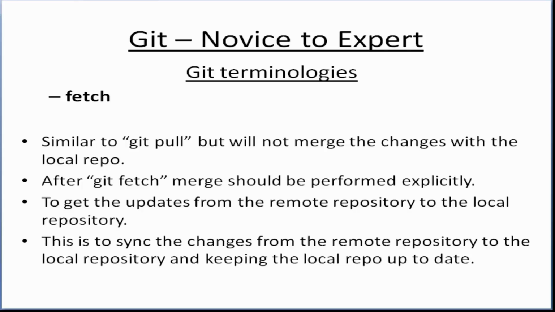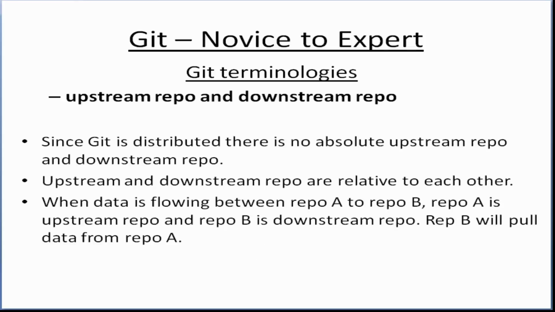Lastly, we have two terms which are used very commonly, which are upstream and downstream repo. Since Git is a distributed version control, there cannot be an absolute upstream repo and a downstream repo. Instead, in Git, repos are always relative to each other. When data flows from repo A to repo B, repo A is considered the upstream repo and repo B is termed the downstream repo. Repo B will pull the data from repo A and then push back to repo A.